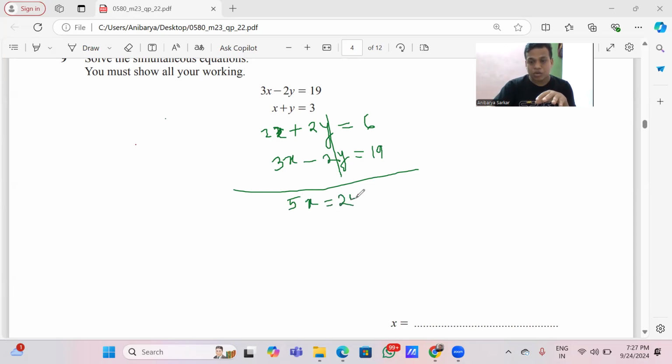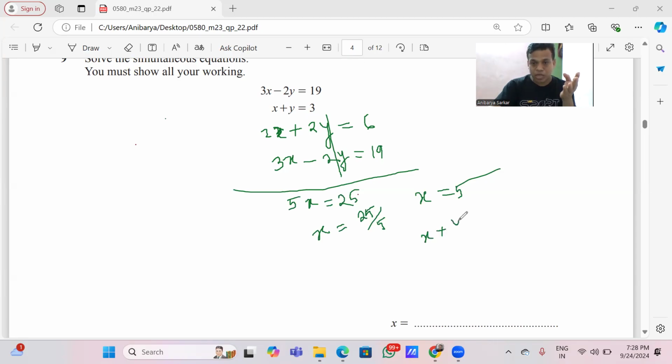So x equal to what? x equal to 25 by 5. The value of x is 5. Okay. Now we go for the value of y. So we can put this value of x in any one equation to get y. I prefer to put the value in the second equation.